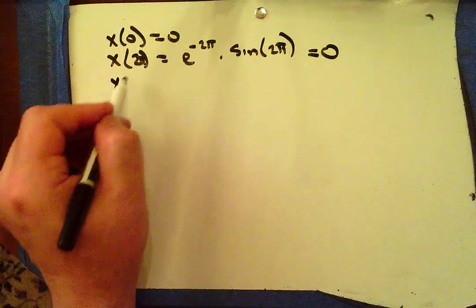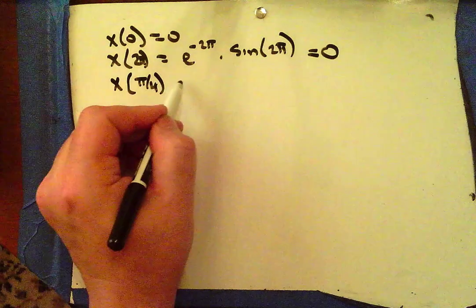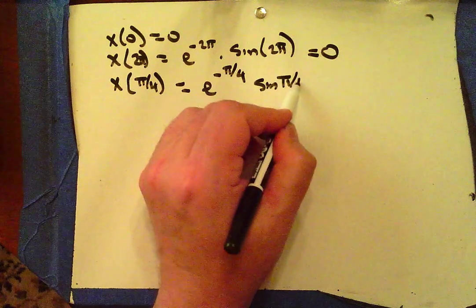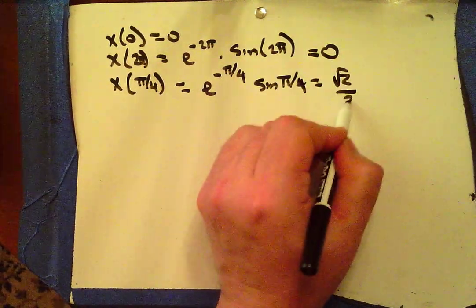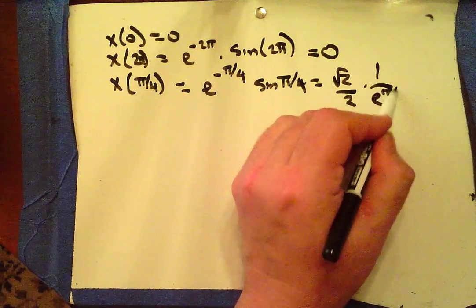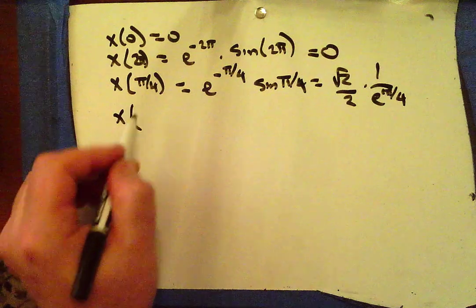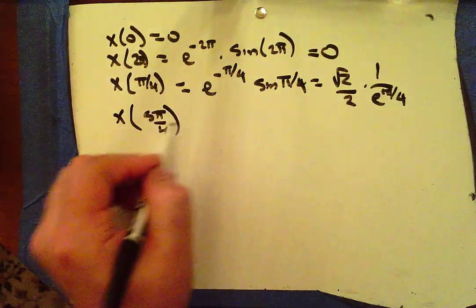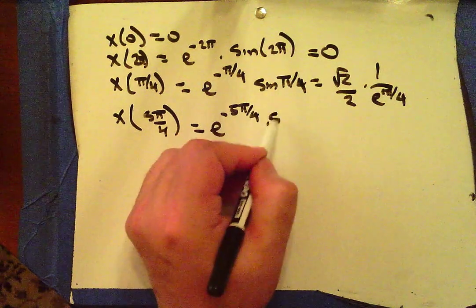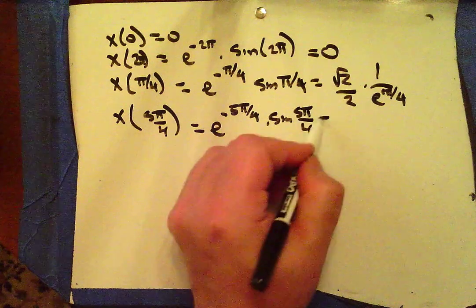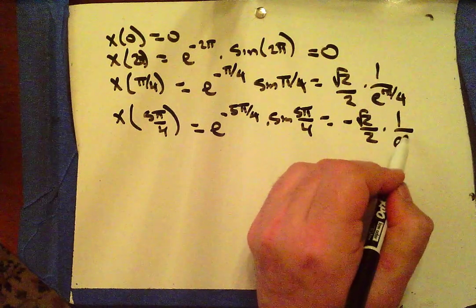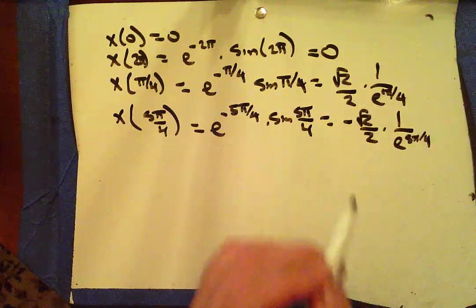Okay, and then we also had x of pi over 4, which would be e to the negative pi over 4, and then sine of pi over 4, which is root 2 over 2, times 1 over e to the pi over 4. And then I need x of 5 pi over 4, which is e to the minus 5 pi over 4. Sine of 5 pi over 4 is negative root 2 over 2 times 1 over e to the 5 pi over 4.